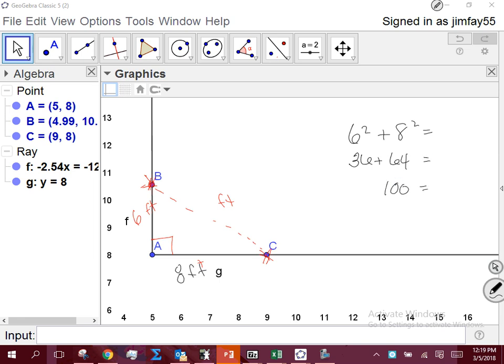100, right? So square root that. What should my hypotenuse be? The hypotenuse should be 10. So they can go 6, 8, and 10. Okay. Well, 6, 8, 10, isn't that just a multiple of 3, 4, and 5? Take 3, 4, 5 and double it. You get 6, 8, 10, right? Take 3, 4, 5 and triple it. You get what? 9, 12, and 15.